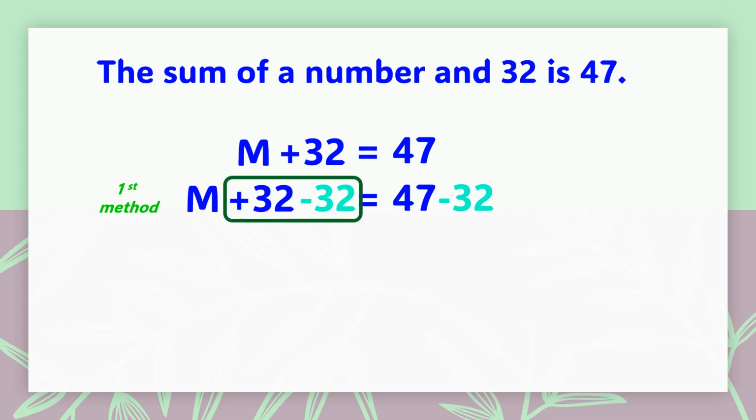Plus 32 and minus 32 get cancelled. M is equal to 15. 47 minus 32 is equal to 15.